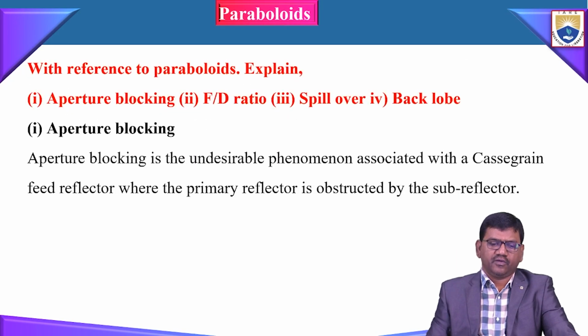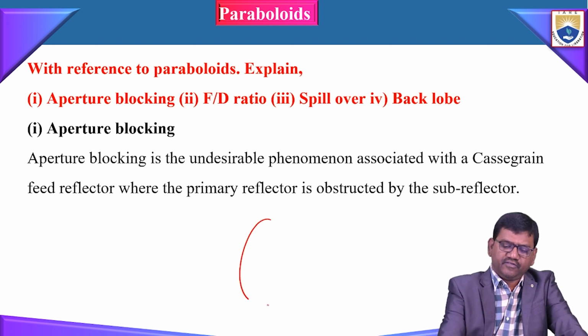With reference to paraboloids, explain aperture blocking, F/D ratio, spillover, and backlobe. Aperture blocking is an undesirable phenomenon associated with the Cassegrain reflector, where the primary antenna is obstructed by the sub-reflector.